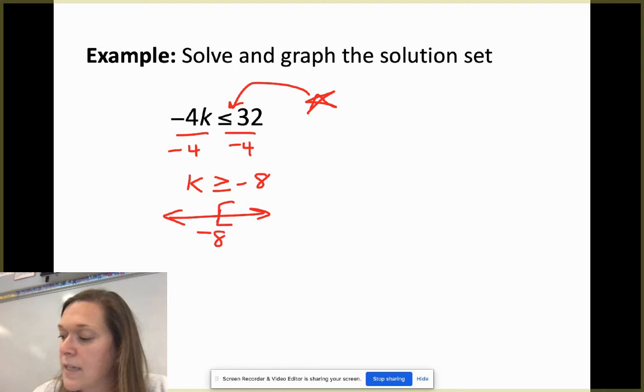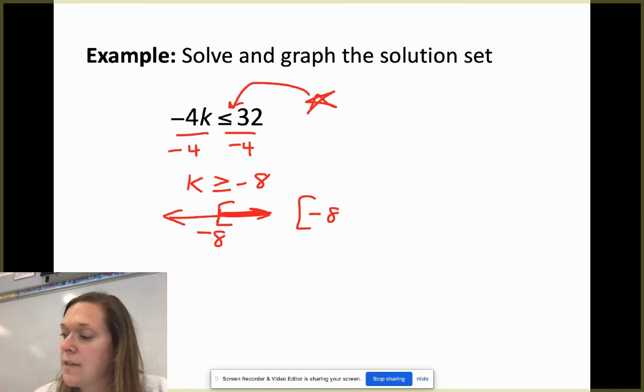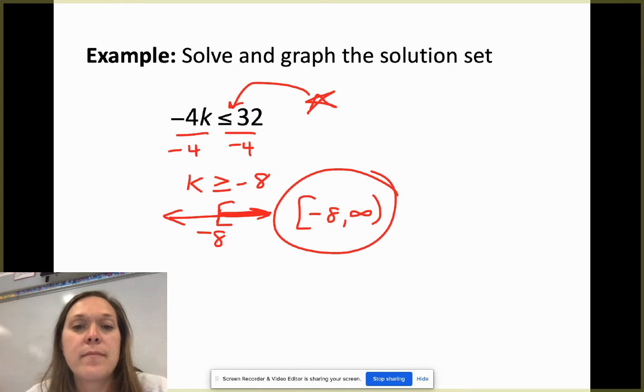That graph would look like this: square bracket at negative 8, facing the right, shading to the right. Interval notation, negative 8 to positive infinity. That's my final answer.